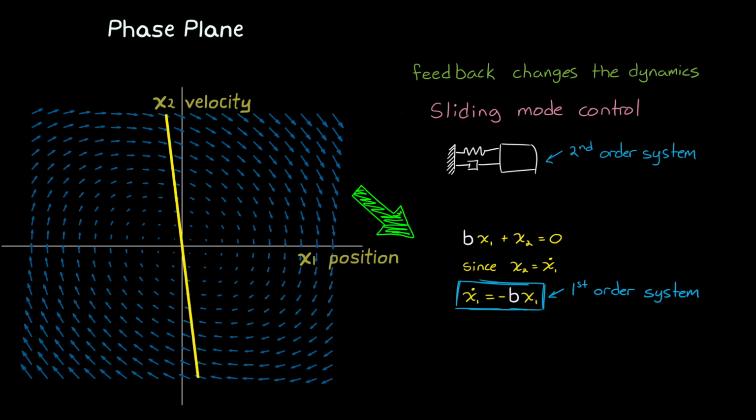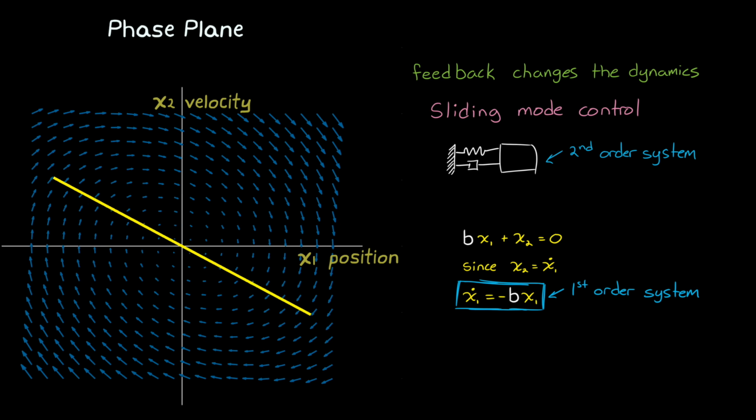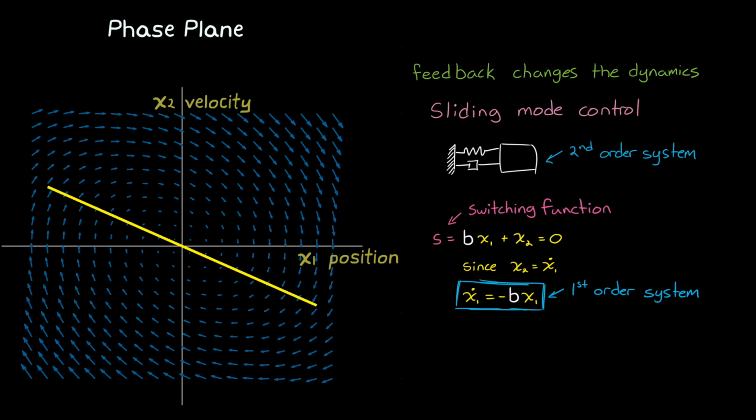So if the sliding mode controller ensures that the trajectories stay along this line, then our second-order system will behave exactly like this first-order system. And we can choose the orientation of this yellow line to describe the first-order response that we're looking for. This equation is called the switching function, S. And when we set S equal to 0, we get the sliding surface, which is the yellow line itself. And it's called this because the states slide along that line.